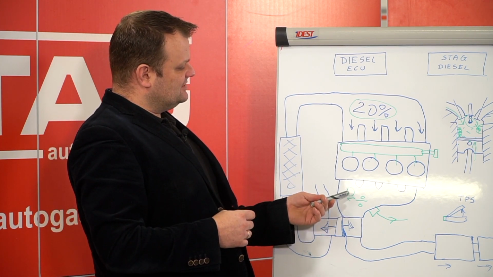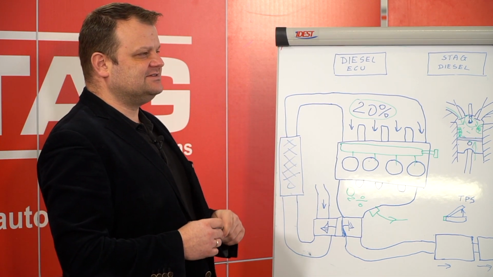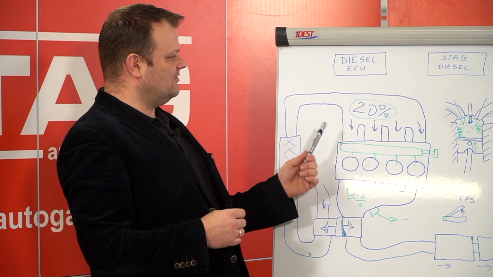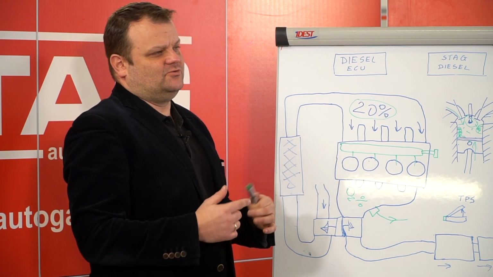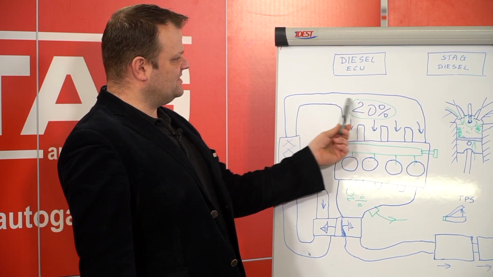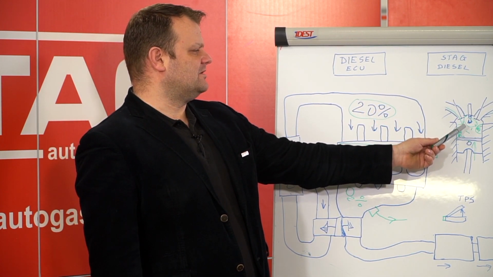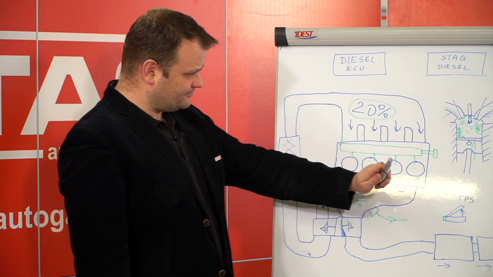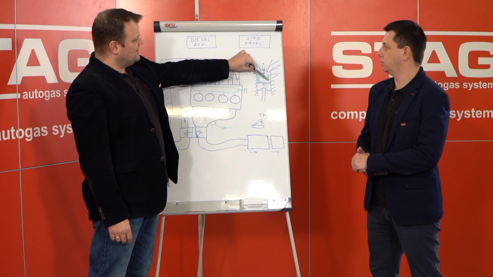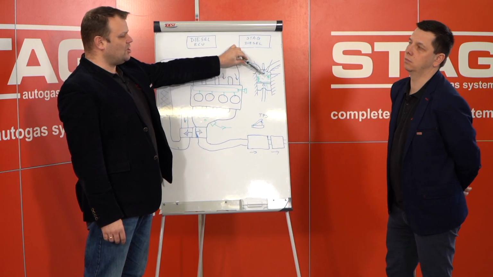At this stage, the next very important information for STAG Diesel is to control the level of knocking. And why do we do this? Because during mixing of the air in the manifold, the air is going inside the combustion chamber, and sometimes there is a situation when the mixture is not homogeneous.